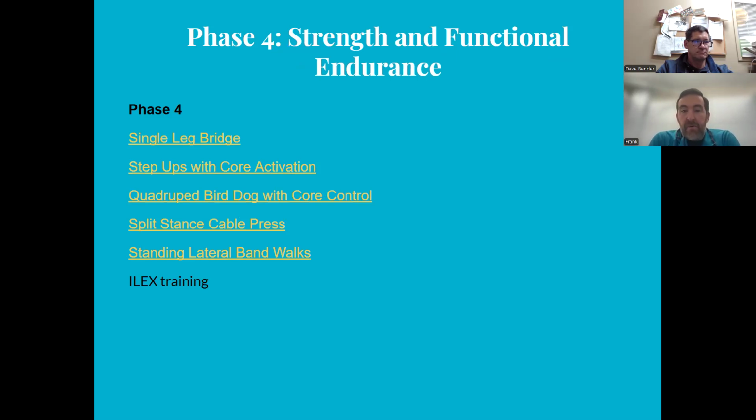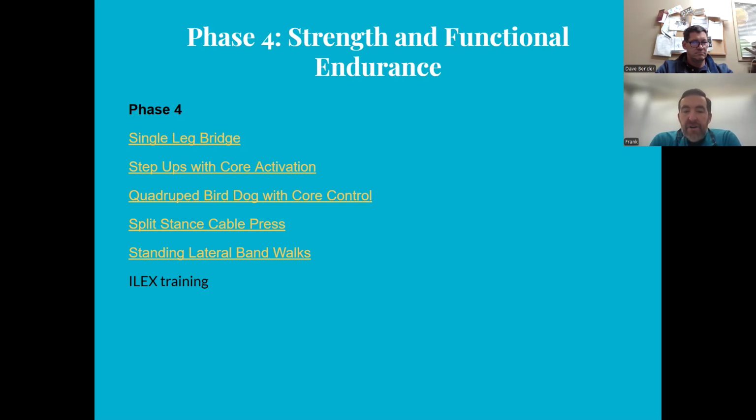So then phase 4 is when we really get into much more of the hypertrophy phase. And again, this is not an exhaustive list, and all of these things can be progressed and regressed with weights and different mechanical changes. You get into the single leg bridges, you can put some weights or some sandbags on the hips. Step ups with core activation, maybe with an offset weight in the opposite hand.